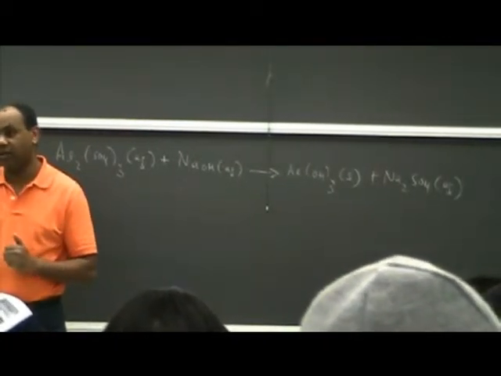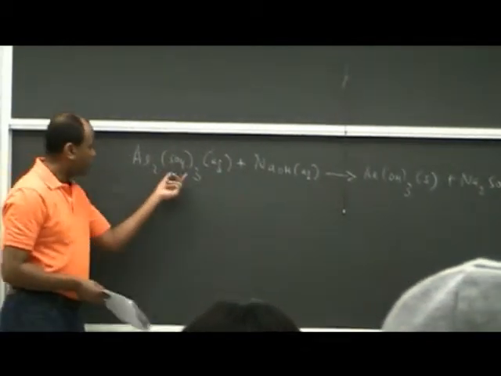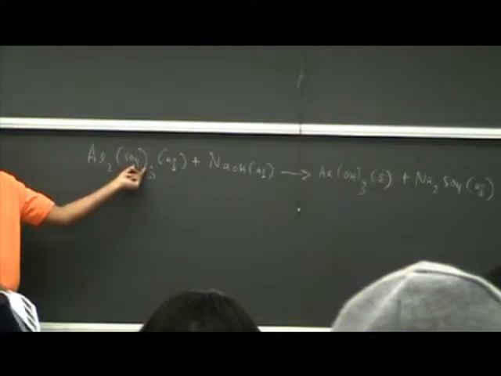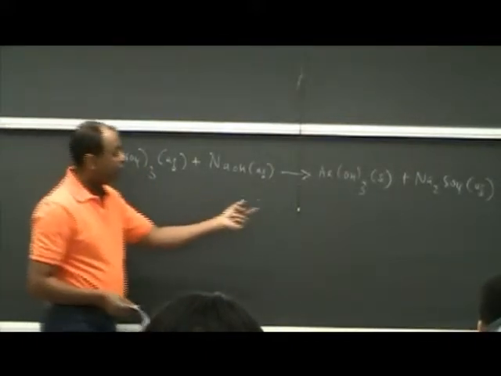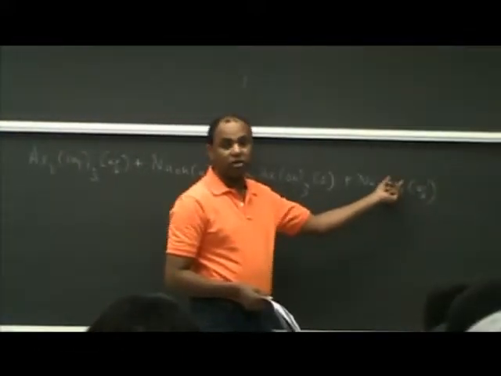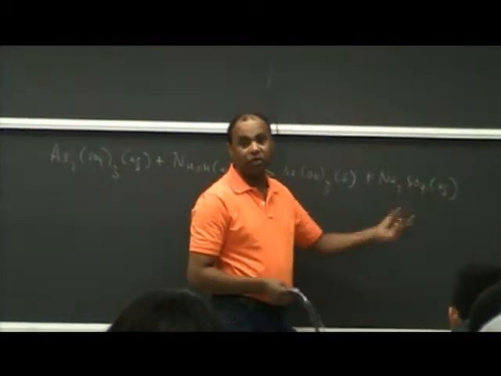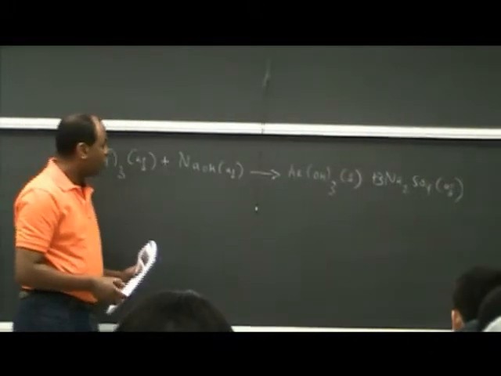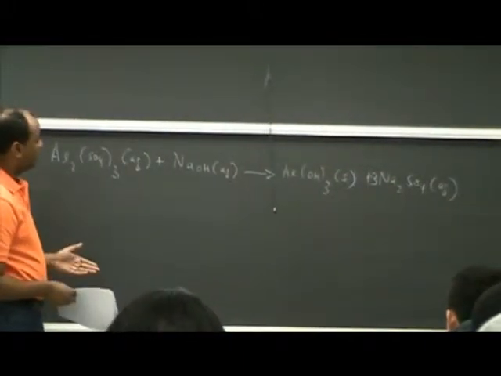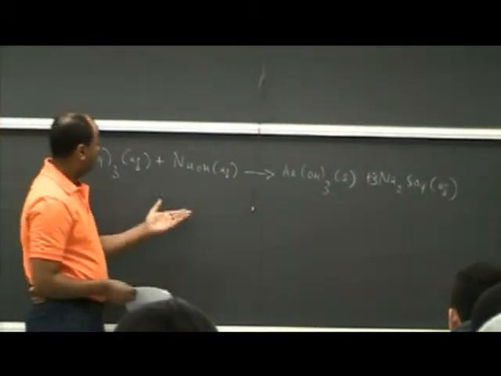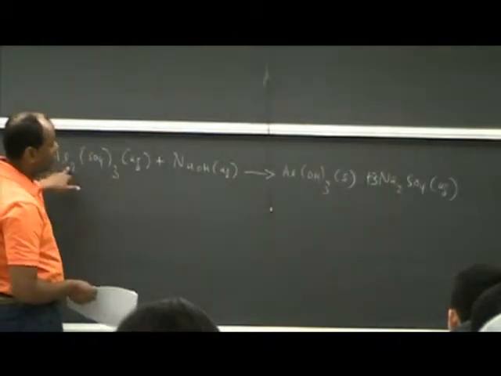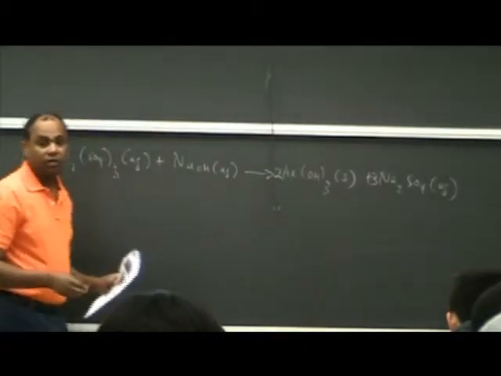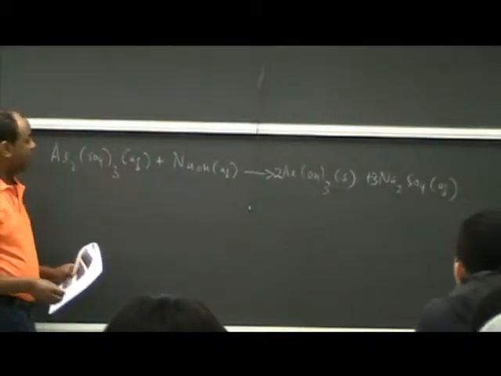It makes it easier, okay? That means, for example, here, how many sulfate do you have? 3. And how many sulfate do you have on the other side? 1. So to balance the sulfate ion, what do you do? You put 3 here. Okay? Now, for example here, you have 2 aluminum, okay? You can put 2 here.